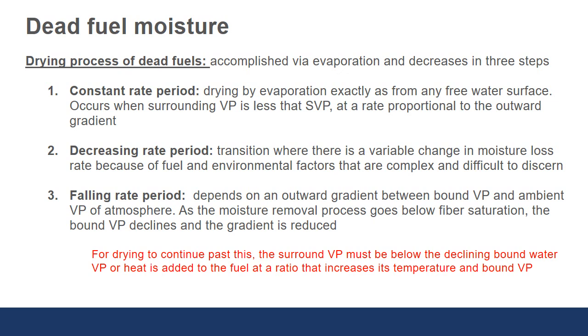For additional water loss, one of two conditions must occur. Either the surrounding vapor pressure must be lower than the bound water vapor pressure, or the addition of heat must be applied to the fuel. This increases the temperature and therefore the bound water vapor pressure. Often we think of this final stage occurring right before combustion during the pyrolysis phase of a fire.